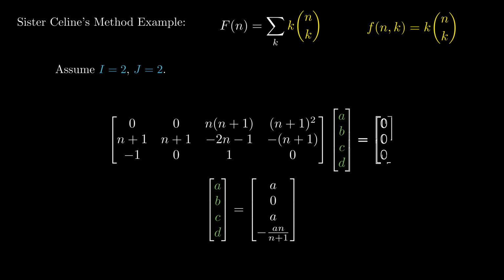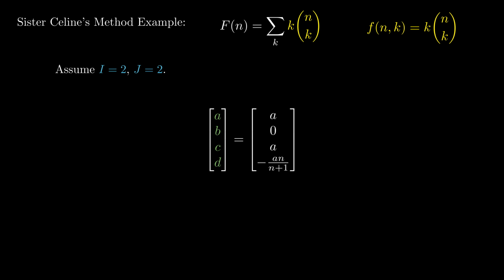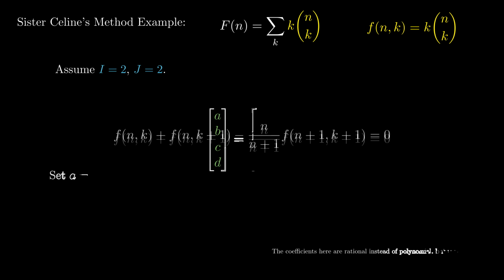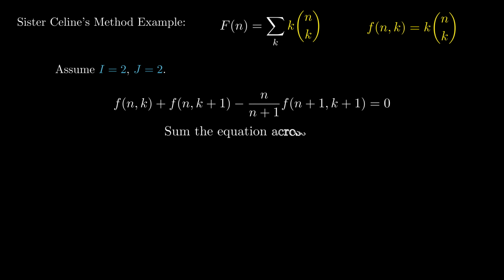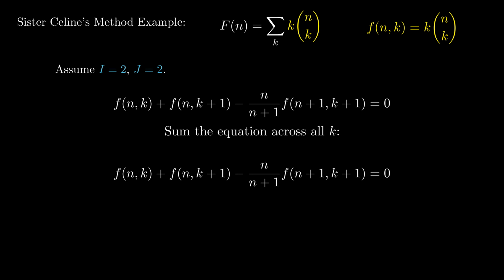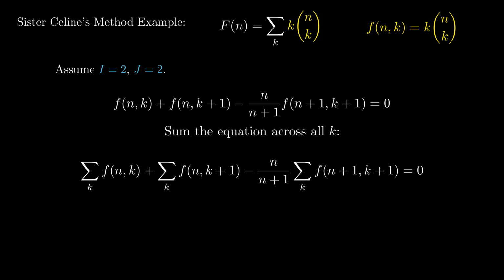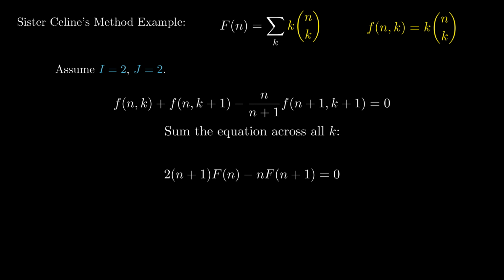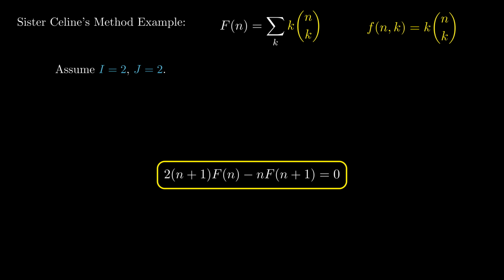The free variables we have, in this case the coefficient a, we can just set that equal to 1. Finally, all we need to do is sum the equation across all values k, and we have our recurrence for our original f function. Note that the free variables we assign values, in this case a, were arbitrarily chosen, but it doesn't matter what you choose, because the end result recurrence will be equivalent.